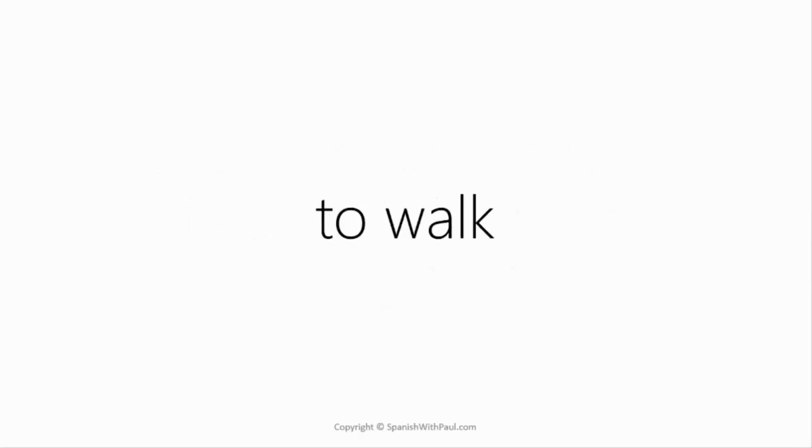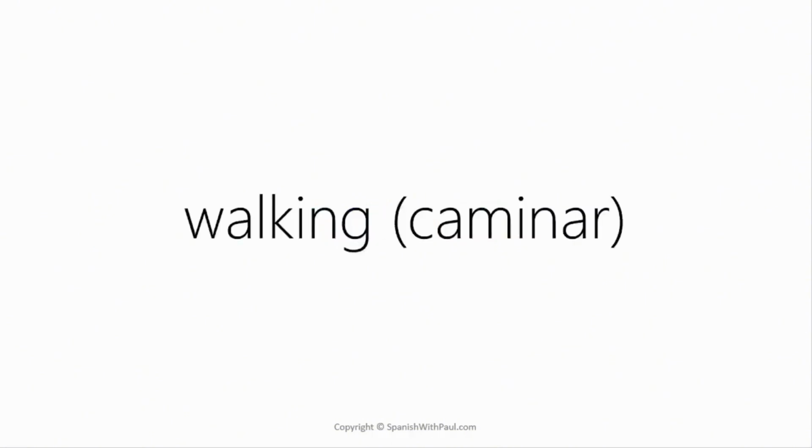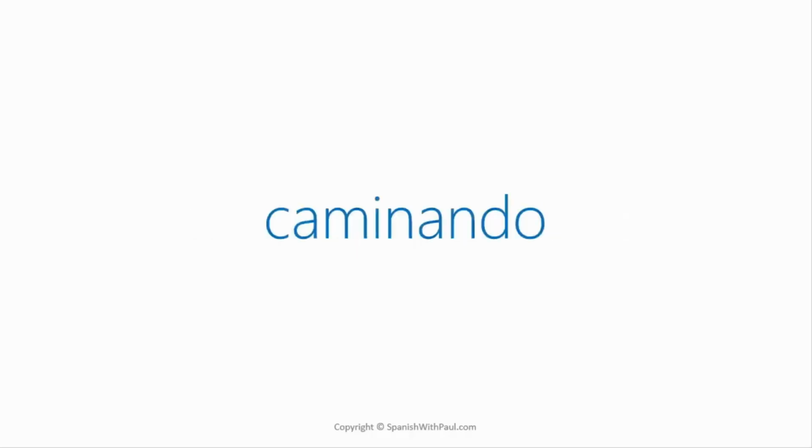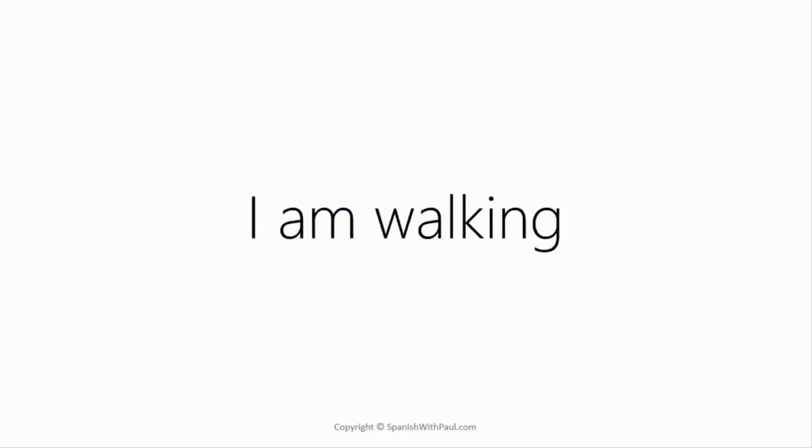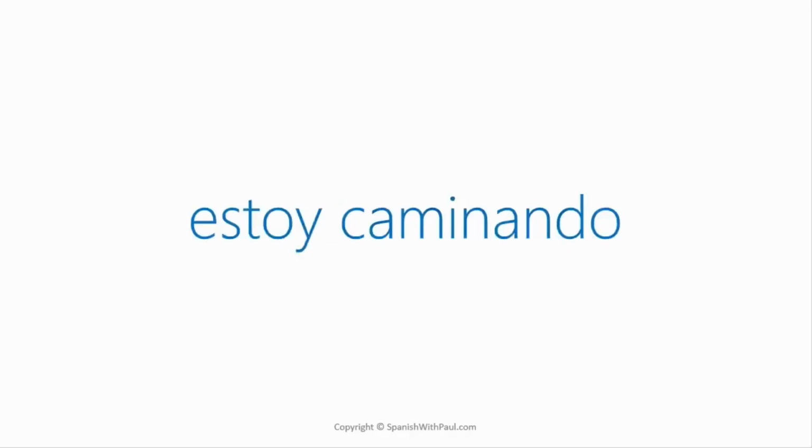The verb to walk is caminar. Caminar is to walk. To remember it, you might think of, say, a camel walking. You have caminar, to walk. How would you say walking with the ing there? Caminando. So we have caminar as an AR verb, and for that ing tense, it goes to ando. Remember we had ando and yendo. So caminar, caminando. How would you say I am walking? Estoy caminando.